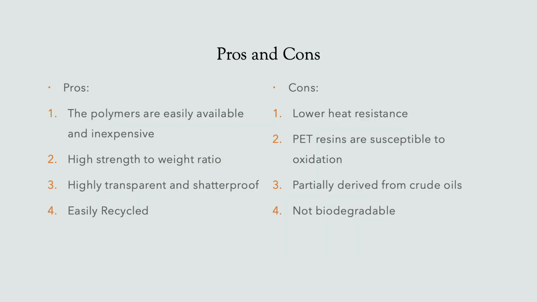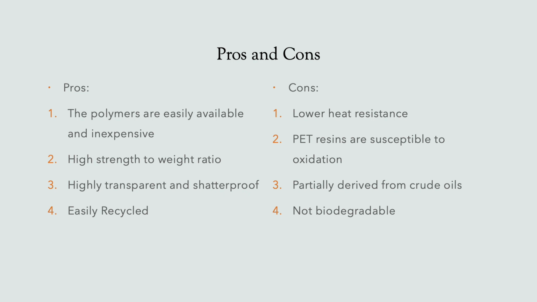So let's talk about the pros and cons of PET, or the advantages and disadvantages. The first advantage is that the polymers are easily available and inexpensive, so they're easy to find and they're cheap. And they have a high strength to weight ratio, which makes them easy to transfer and ship. Also, PET is a very transparent material and it's shatterproof as well, so it's hard to break and it's a very reliable material. And it's also easily recycled.